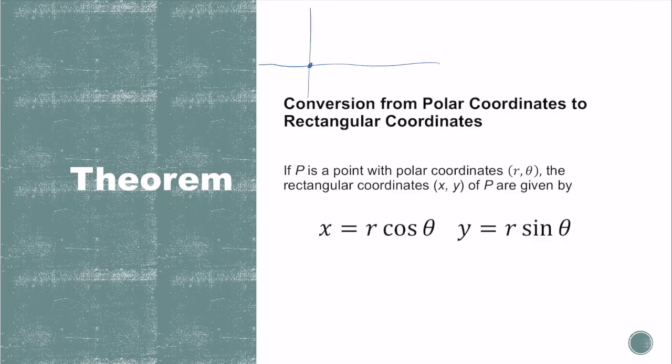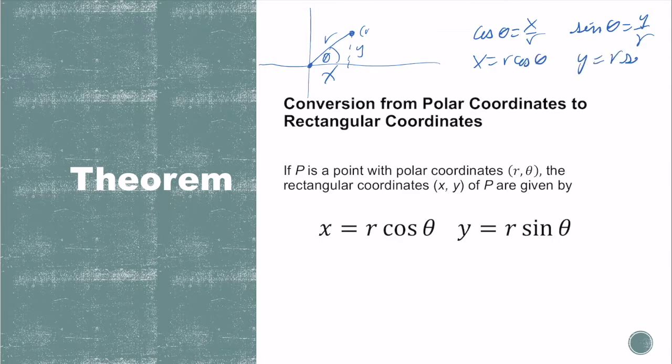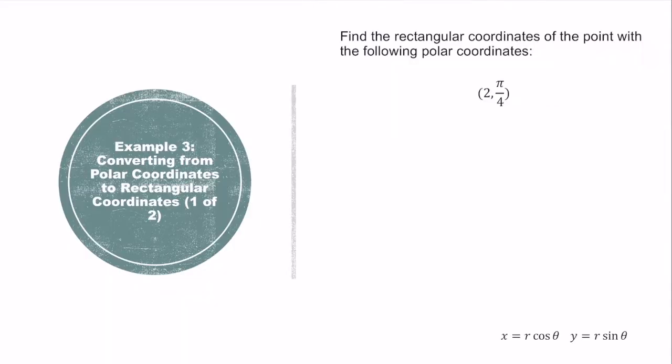So let's say here I have r. This is the point (r, theta), and I want to figure out my rectangular coordinates. Well, this would be y, this would be x. And I would know that cosine of theta is x over r, and sine of theta is y over r. So that means x equals r cosine theta, and y equals r sine theta. So we get this from our trig identities.